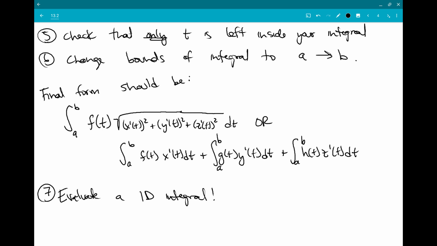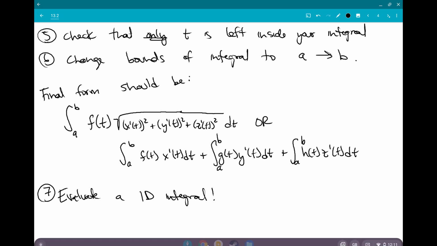And so we're going to go ahead and do some examples next up so that you can see these two different forms in action.